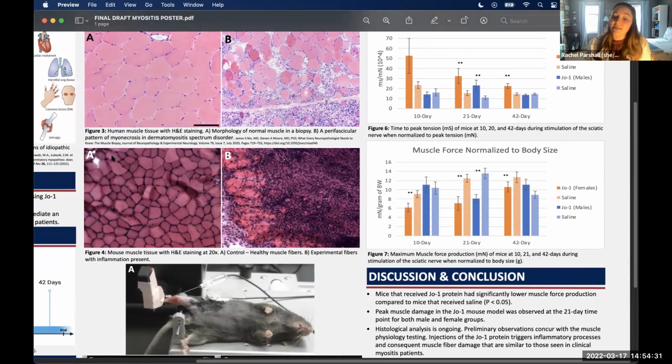Underneath that graph, we have our second graph, figure 7, which shows muscle force production normalized to body weight. This is our primary outcome of muscle function. We found that the mice that received the Jo-1 protein had significantly lower muscle force production compared to the mice that received the saline. And this is statistically significant with a p-value of less than 0.05. We also noticed that peak muscle damage or loss of force production occurred at the 21-day time point. And this occurred for both male and female mice. Histological analysis is still ongoing, but the preliminary observations concur with the muscle physiology testing.